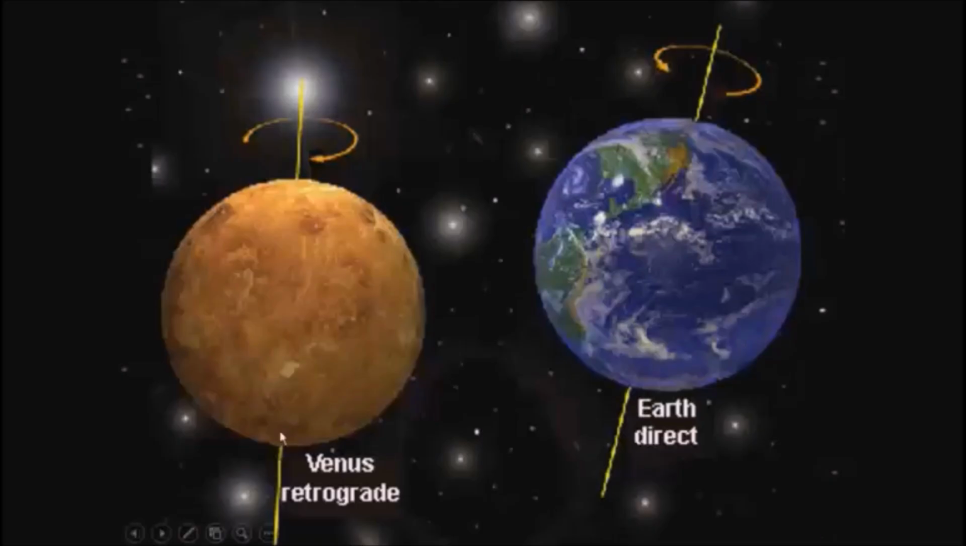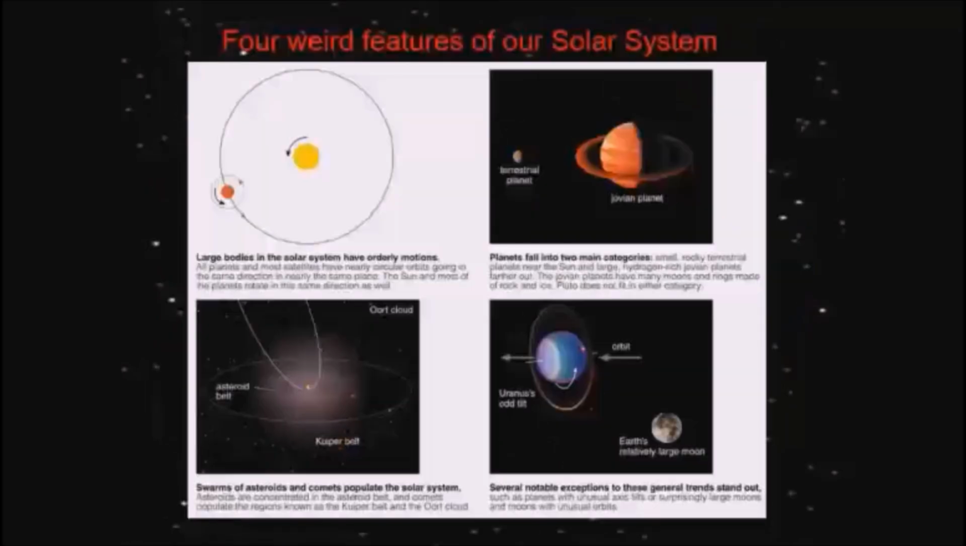So if we were to look at Venus next to the Earth, Earth has its rotational pole here, slightly tilted, and is spinning this way. Venus is spinning this way. And apart from Uranus, every other planet is spinning in agreement with the Earth. So those are the 4 weird features of our solar system that you should keep in mind when you're looking at the solar system. This is explaining here that large bodies in the solar system are relatively orderly, and these are the 3 particular conditions that we discussed already.